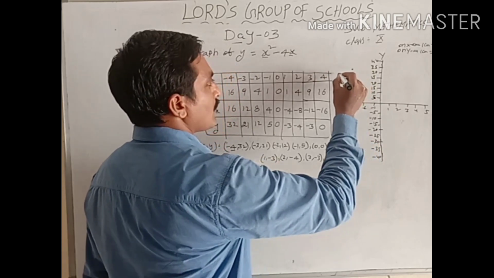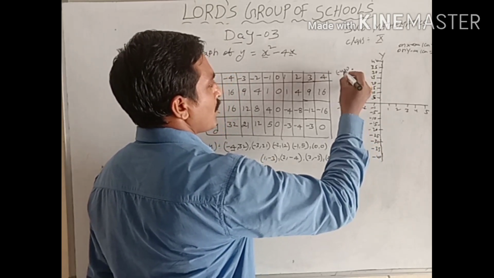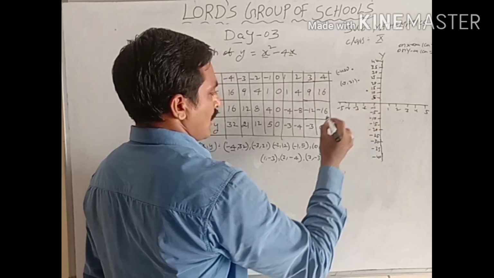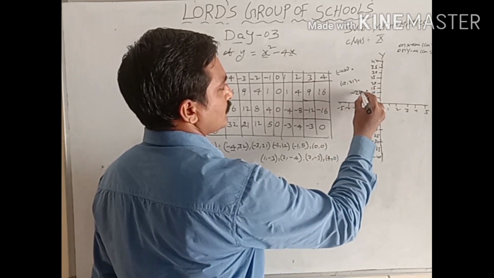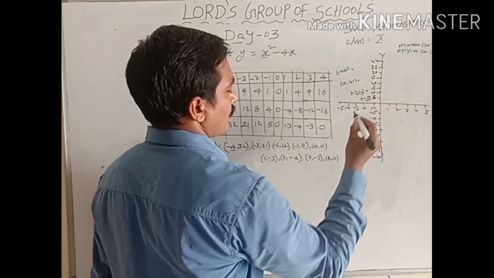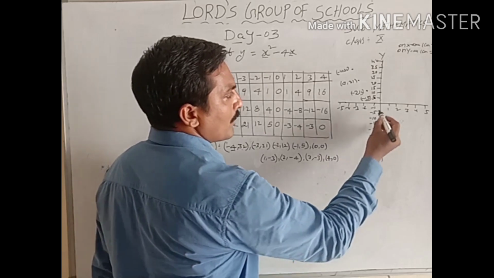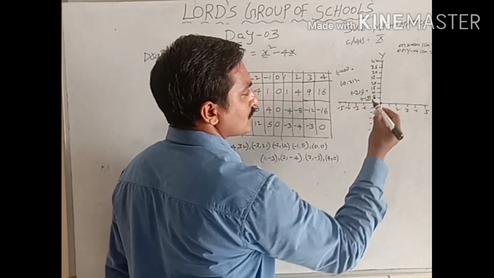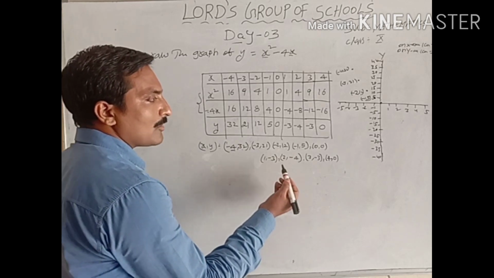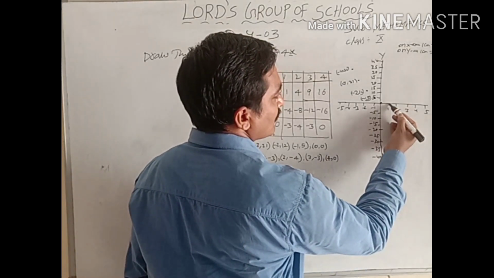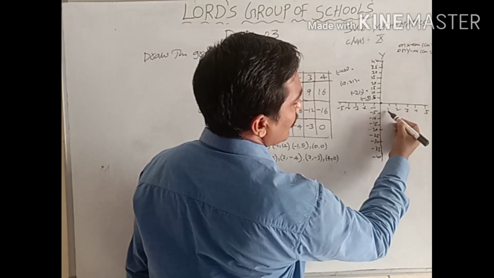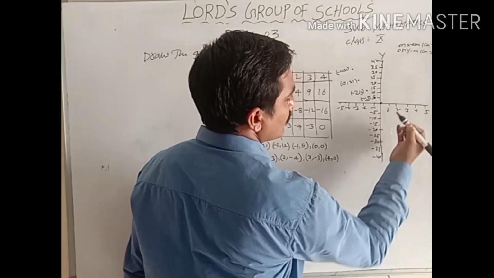Compulsorily plot the points here: minus 4 comma 32, minus 3 comma 21, minus 2 comma 12, minus 1 comma 5. 0 comma 0 means that is the origin. 1 comma minus 3: x value is 1, y value is minus 3. 1 here, minus 3, so 1 comma minus 3 is present down here.